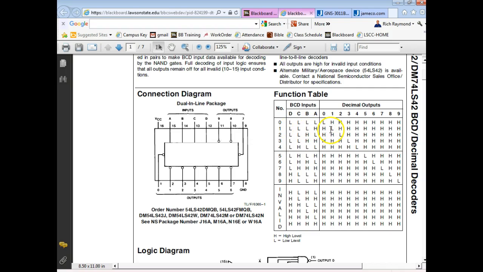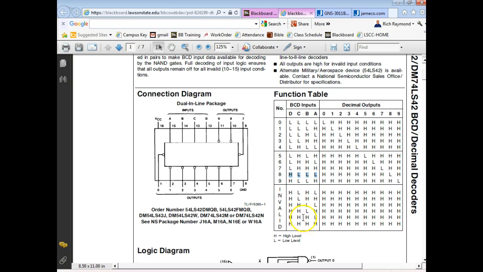And which output went low? Output 1. I come down here, here's a 7, right there. See that? Which output went low? Output 7. Okay, here's an 8. Right there's an 8. What output went low? 8. So I can look at the outputs and I know what binary number is on the input.